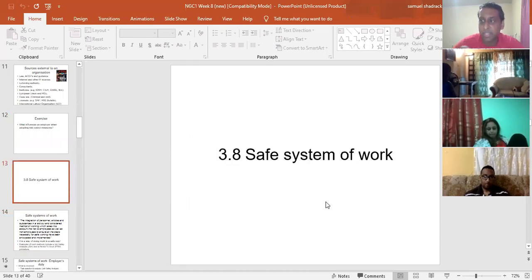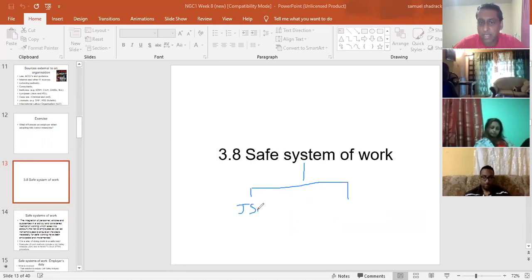I want to grab the marker a little bit here. If you're writing for yourself, fine, but I want to make this point: there are two safe systems of work mentioned on your course. One of them is the JSA.